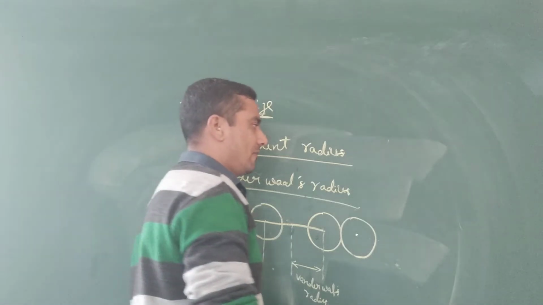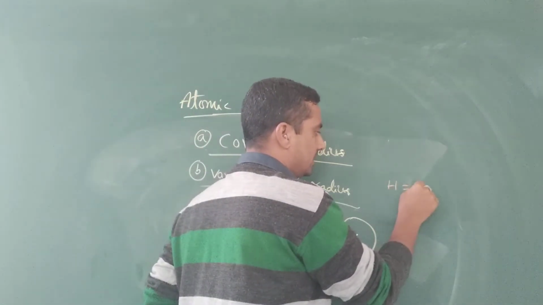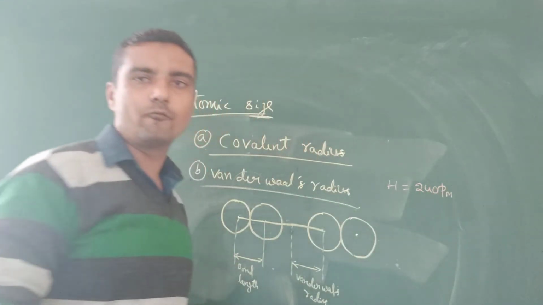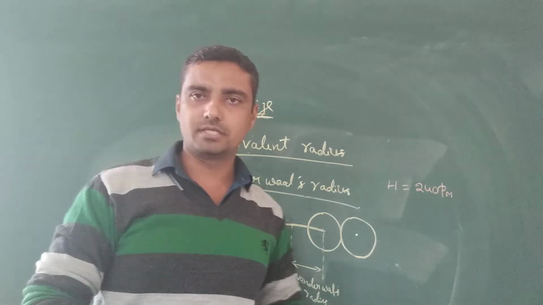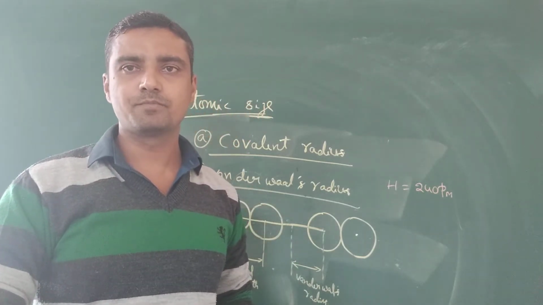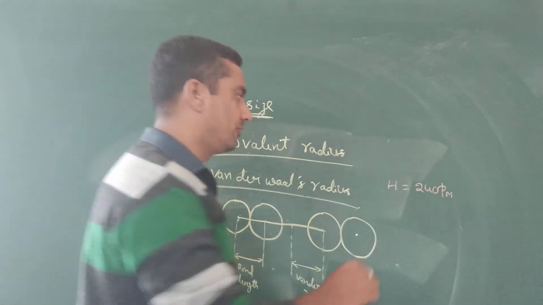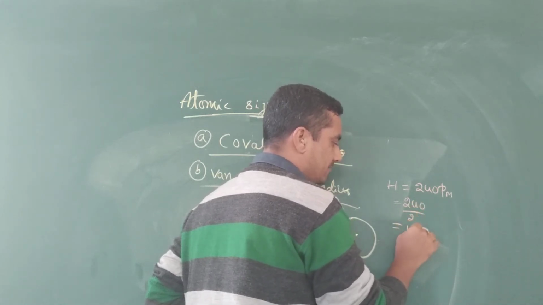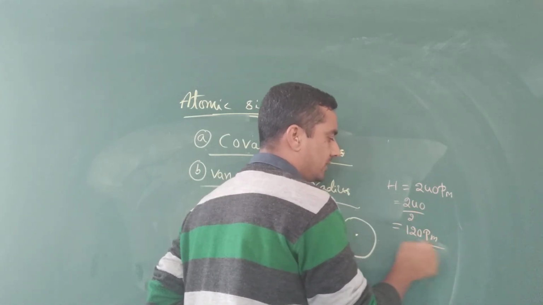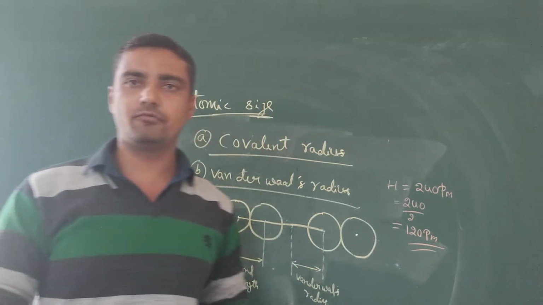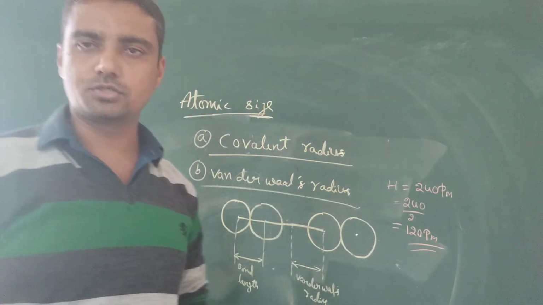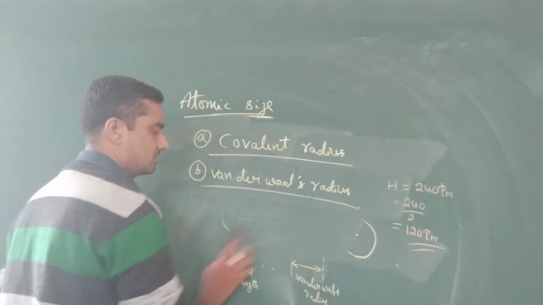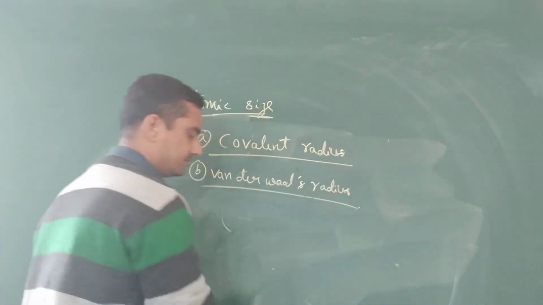For example, the van der Waals radius of a hydrogen atom is about 240 picometers. With the weak intermolecular force, the distance is 240 picometer. Half of that is 240 divided by 2, that is 120 picometer. That is the van der Waals radius of the hydrogen molecule. Understood? Now we go for one more, the third one, the ionic radius.